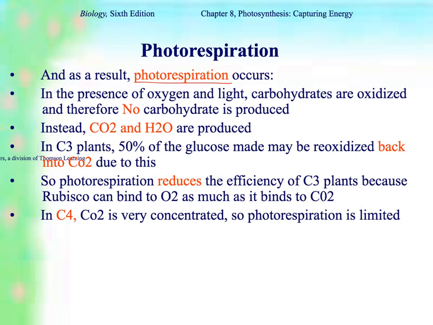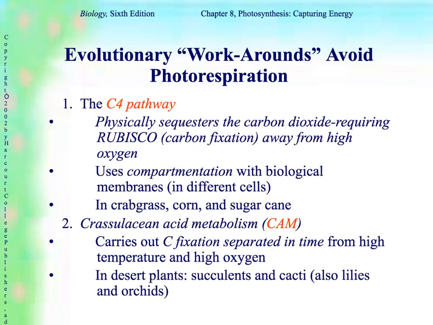However, we do have certain plants, they're called C4 plants, where there's a lot of carbon dioxide, so we don't see that cheating, quote unquote, that Rubisco's doing. So photorespiration is going to be limited in these types of plants. So the way that we can work around this problem of photorespiration is the C4 pathway, or the CAM.